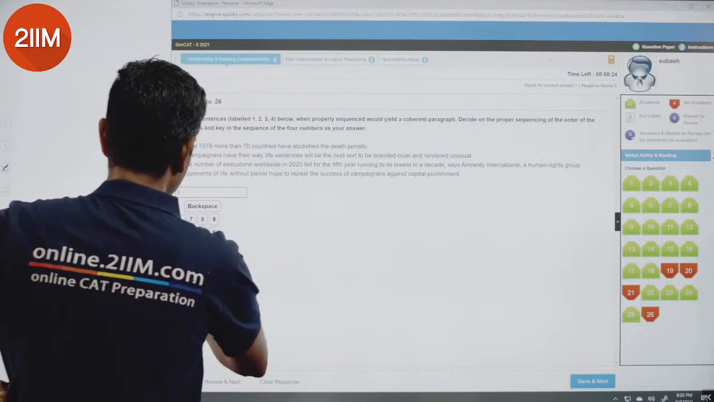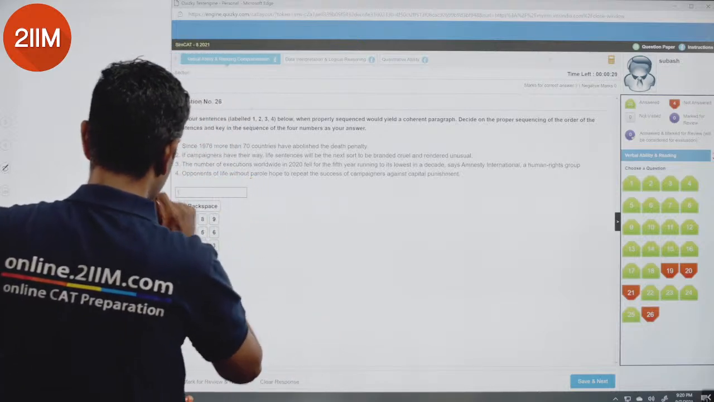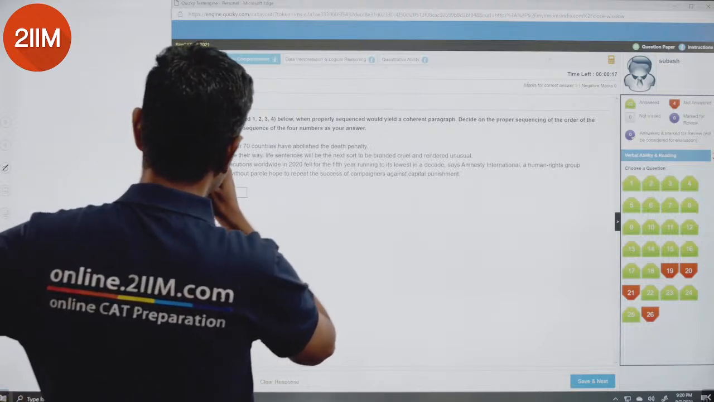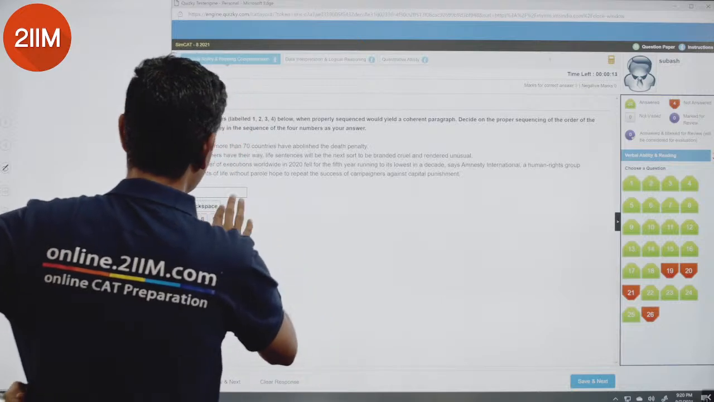So 1, 3, or 3, 1. The number of executions will be true. Campaigners have their way, life.